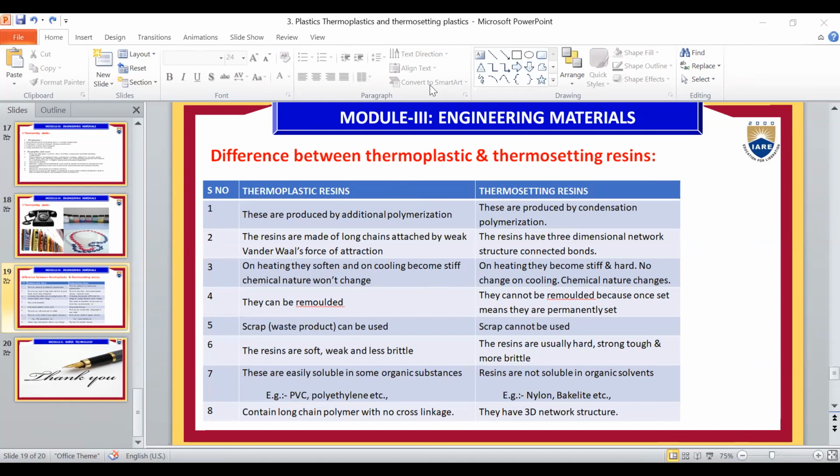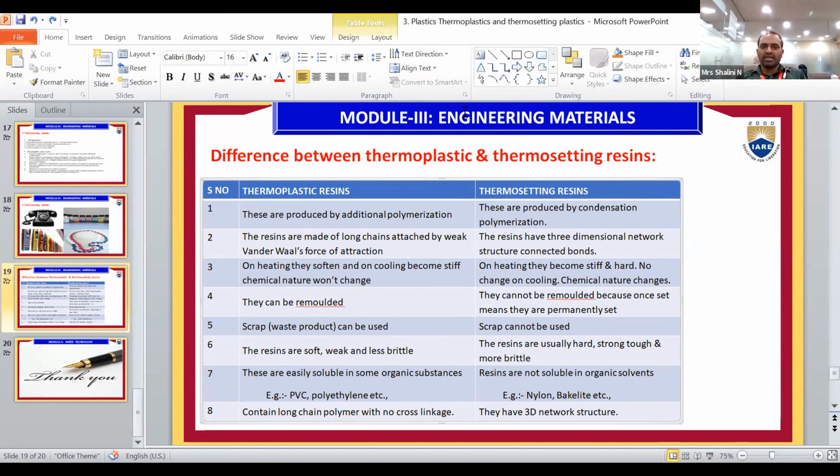Thermoplastic resins are soft, weak, and less brittle. Thermosetting resins are usually hard, strong, tough, and more brittle. Thermoplastics are easily soluble in some organic substances, for example PVC and polyethylene, while thermosetting resins are not soluble in organic solvents, for example nylon and bakelite. Thermoplastics contain long chain polymers with no cross linkage, and thermosetting resins have a 3D network structure. Very good. These are all the differences between thermoplastics and thermosetting resins.